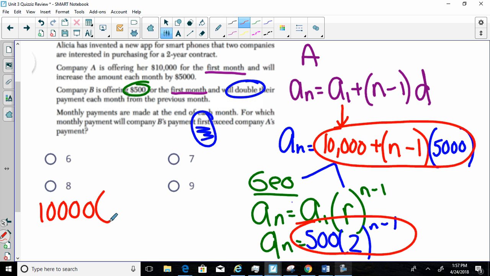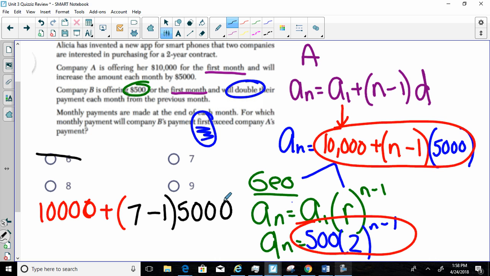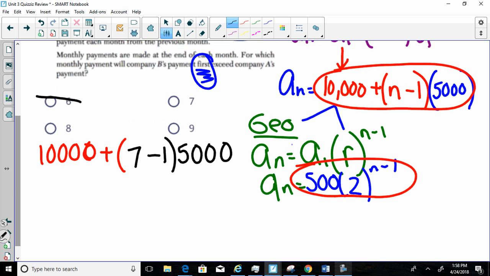N is your term number. So these are all your term numbers, which is usually time. And we put the number in for n. So I'm doing it right now. Instead of n, I'm going to try out 7. I tried 6, it didn't work. So if I try out 7, what is 7 minus 1?